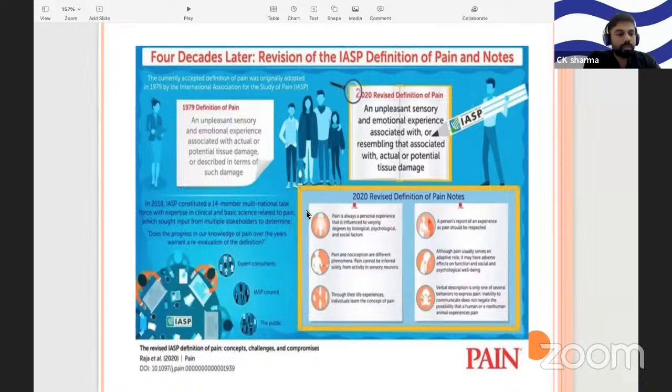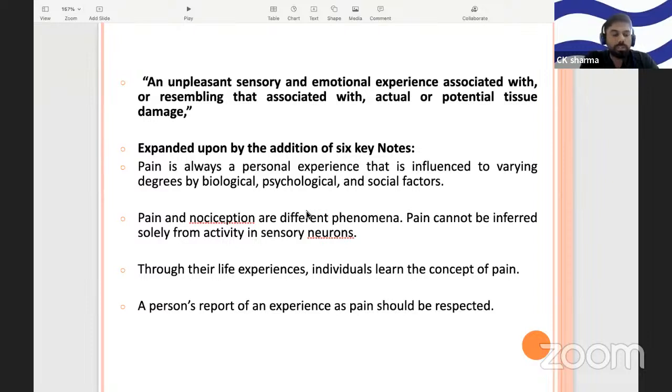So basically, the key change in this inclusion was the experience and the resembling that associated with tissue damage. This acknowledges that pain can occur even when there is no clear evidence of tissue damage. For example, conditions like neuropathic pain or certain chronic pain syndromes can cause pain that feels similar to pain caused by trauma, even if there is no such tissue damage. So in the broader scope, the new definition encompasses mainly the pain experiences. And it also includes 6 keynotes.